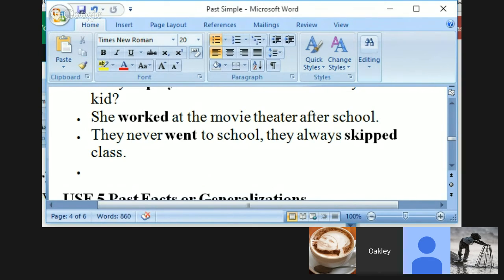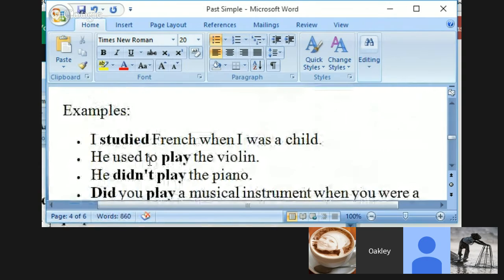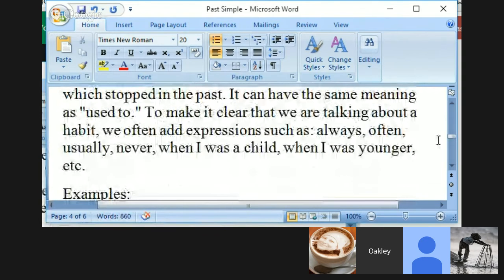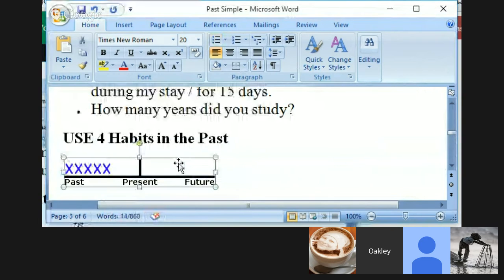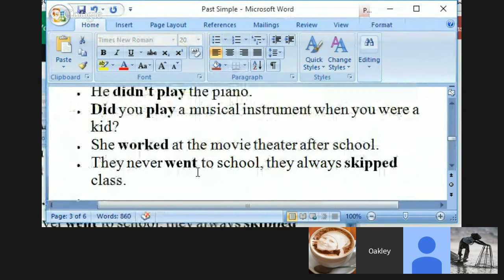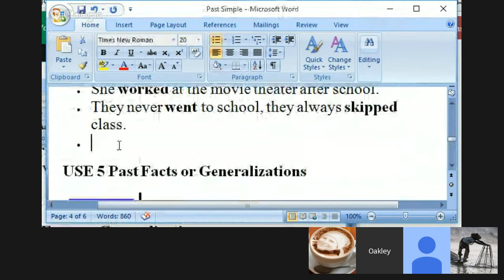I need some help to pull this off. Let's try it out. Tatiana. Okay, so remember to add some kind of expression to show me that something like used to happened in the past over and over again. I studied German when I was young.